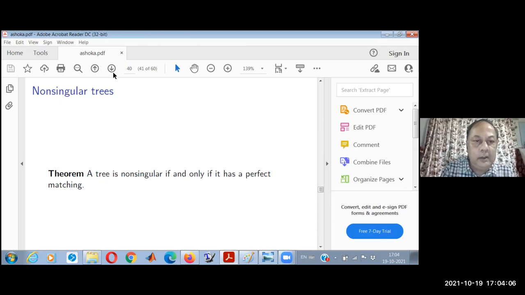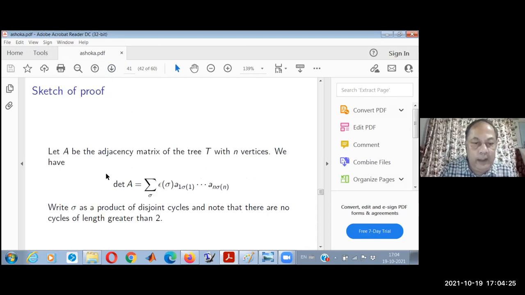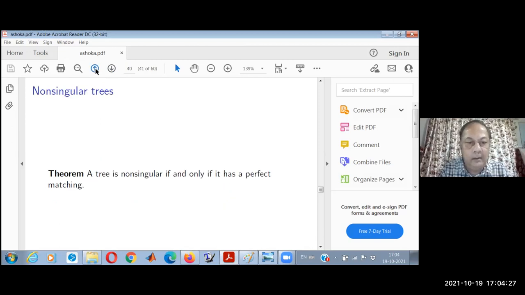Okay, so if you look at the adjacency matrix of a tree, then it has some special properties. It is totally unimodular, first of all. That means the determinant is plus or minus 1. All minors of any order, square minors, their determinant is also plus or minus 1. So I want to indicate a proof of this result because it's not difficult.